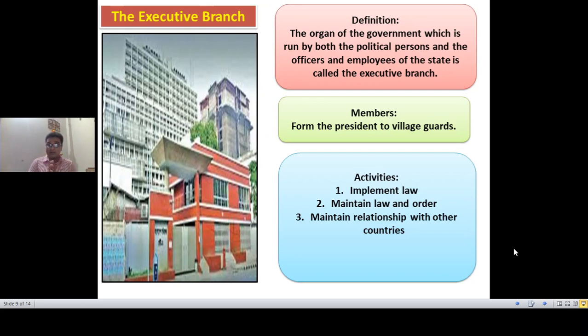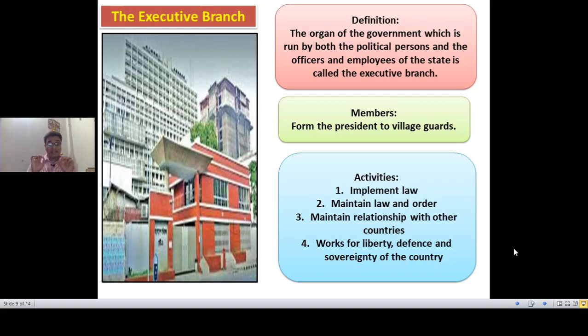Dear students, we are living in a world where a state never runs without the assistance of other countries. Okay, so this is the responsibility of the executive branch to make a very good relationship with other countries, for the proper development of the country. Next activity is works for liberty, defense and sovereignty of the country.